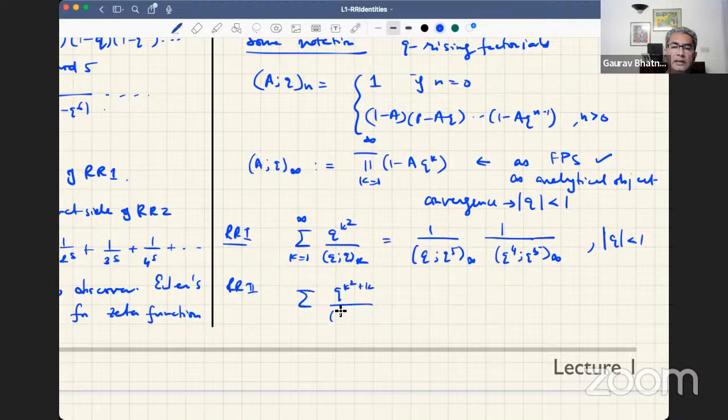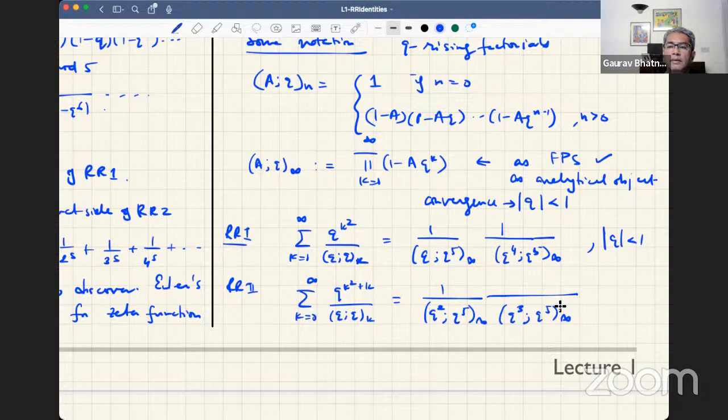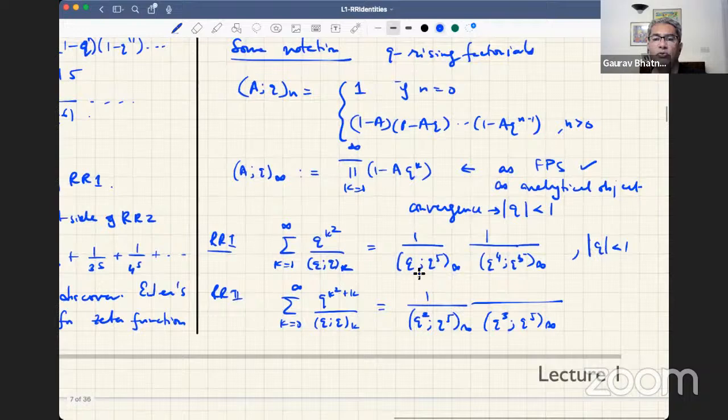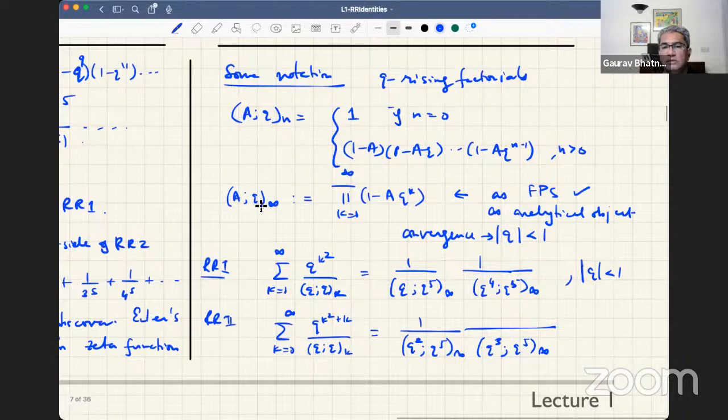So if you Google Rogers-Ramanujan identities, you will see something like this. Just mentally go through this. This is 1 minus q, 1 minus q raised to 6, 1 minus q raised to 11, and so on. And this is 1 minus q raised to 4, 1 minus q raised to 9, and so on. Each time this q is replaced by q raised to 5, the power of q changes, right? And this was already here.